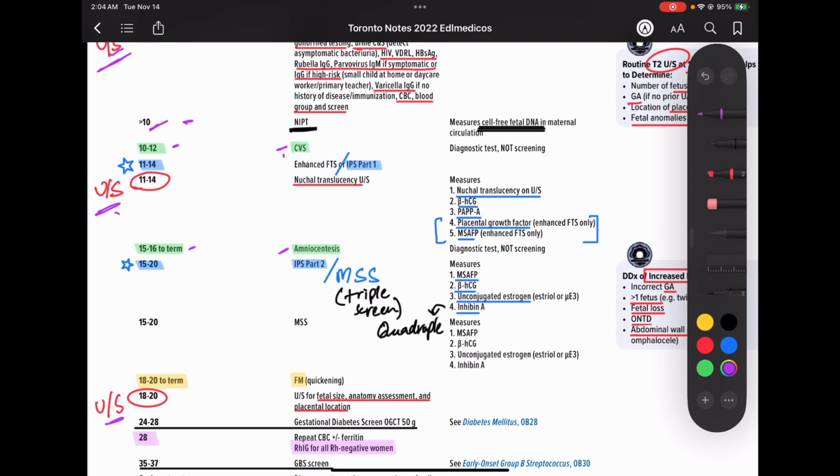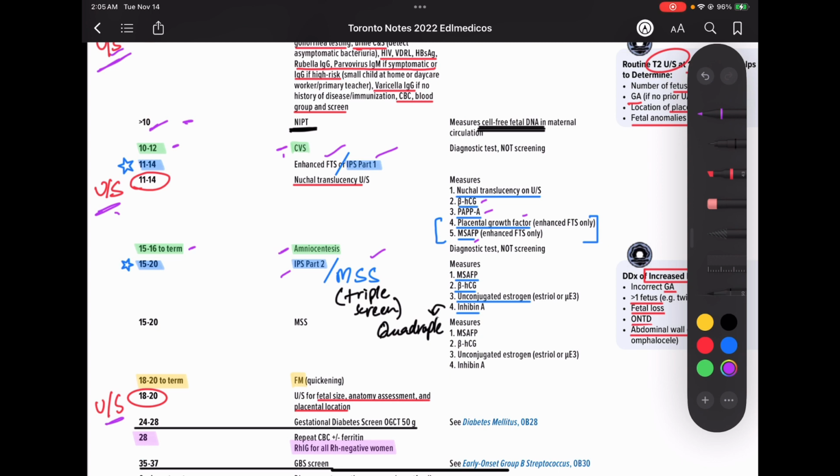This is coded blue in this chart for me: IPS part 1 and IPS part 2. IPS part 1 is basically blood tests to test for markers in blood. Part 1 is enhanced first trimester screening, and part 2 is maternal serum screening. What we do is we draw blood from the mommy and we measure beta HCG, PAPP-A, placental growth factor, and maternal serum alpha fetoprotein. So that's enhanced.